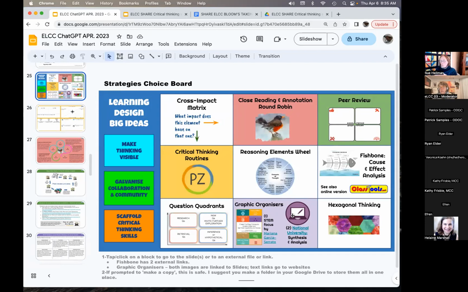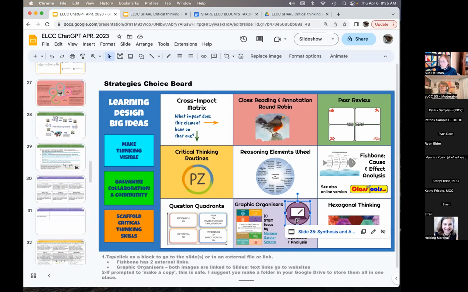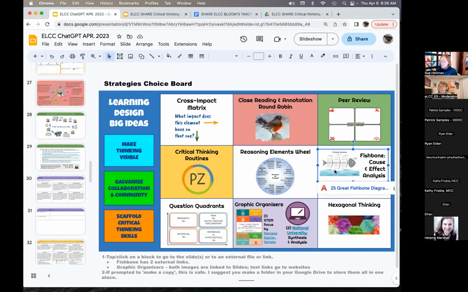The others are the white boxes linked to external websites or other Google decks with the strategies in there. Almost every one of these has a link like this. They take you to a link. This one will take you to slides in the deck. This will take you to an external link. These links take you to the sources. Here, the fishbone is an external link. The class tools is an external link. Everything else is a little easier. It has only one link per box.